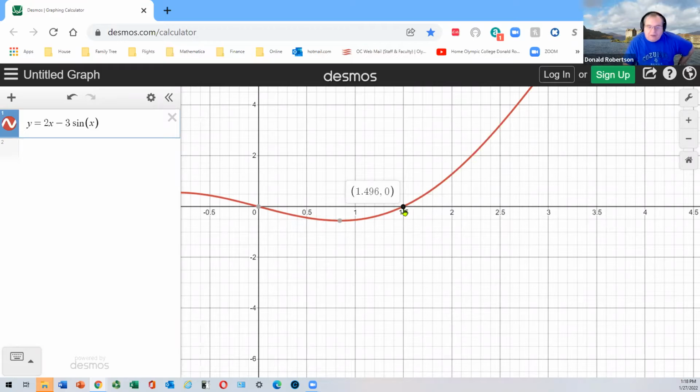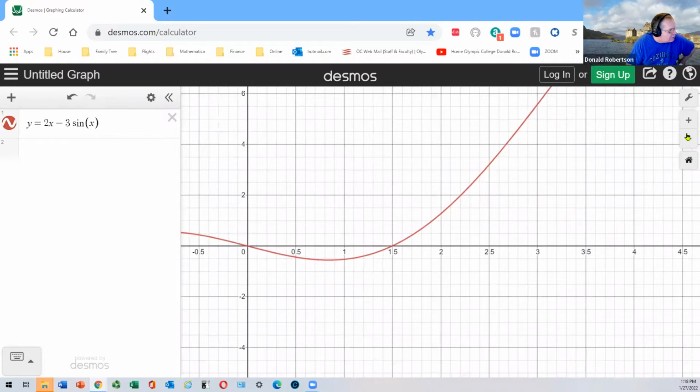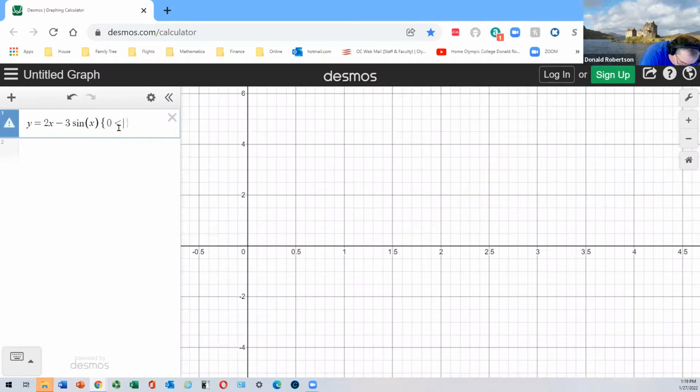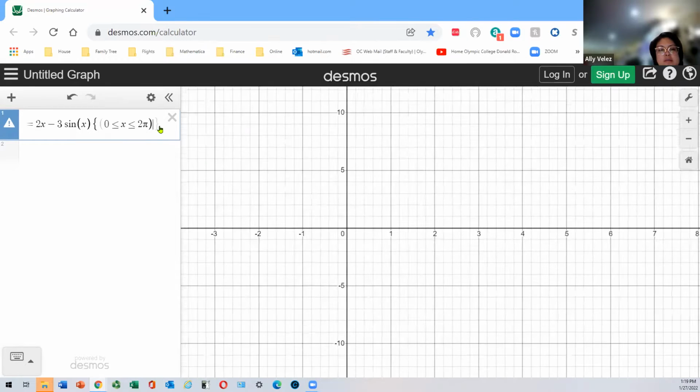Okay. Now, there are a number of other questions that you can be asked. Let me restrict this guy to 0 to 2 pi. So I'm going to go 0 less than or equal to x less than or equal to 2 pi. There. What's happened? Nothing should have happened. Where are you going? Your curly brace.